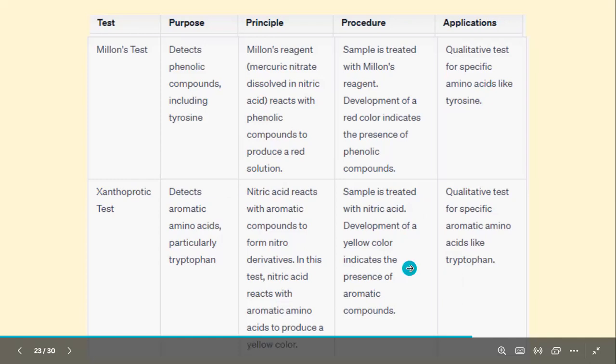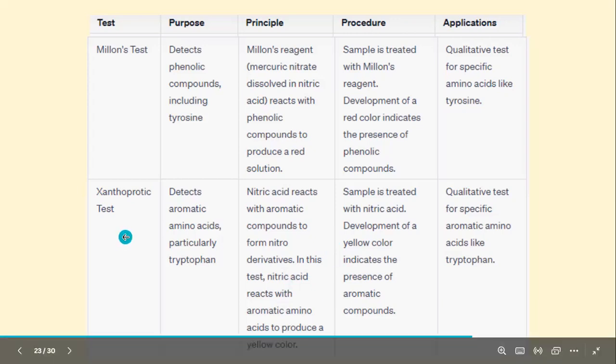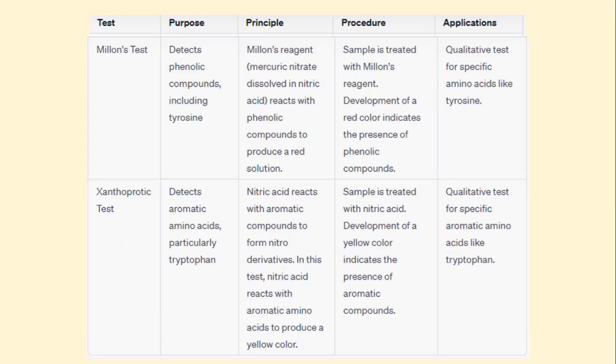When you handle nitric acid in a lab, if a little bit of acid falls on your skin, it becomes yellow. That is because of this reaction: it reacts with the aromatic amino acids present in our body. Nitric acid reacts with aromatic compounds to form nitro derivatives. So when you are writing your notes, write it as xanthoproteic test, aromatic amino acids. And what are aromatic amino acids? Those with ring-shaped structures, for example, tryptophan.